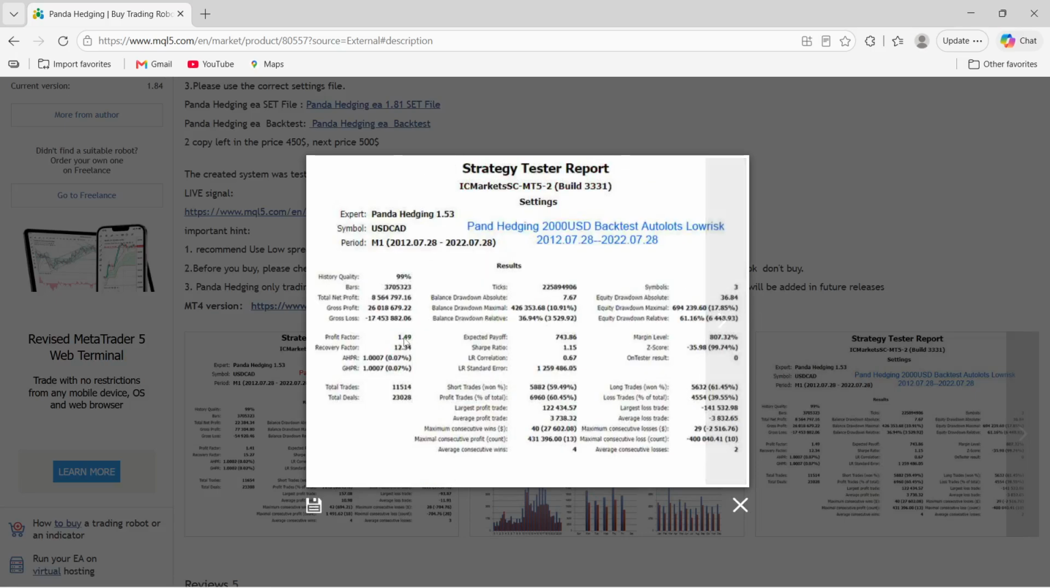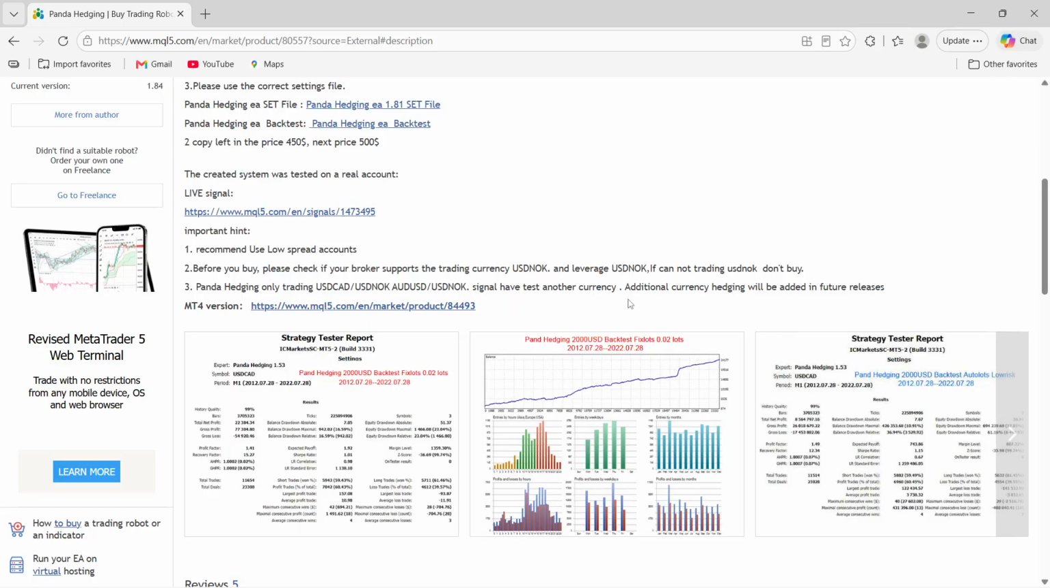Also a long history of backtests and some bold language about security and capital protection. It sounds like the kind of set and forget hedging system a lot of traders want, but as always, you're going to look under the hood and see what's really going on. Okay, so let's get right to it.